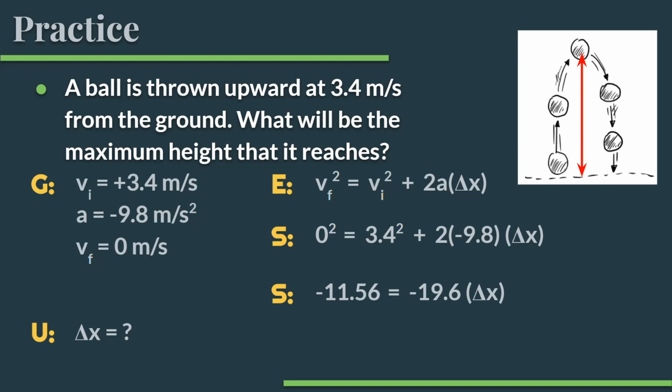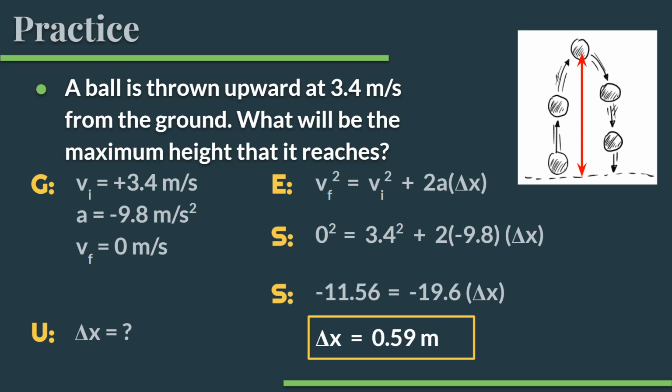Solving, okay, that 3.4 squared is 11.56, but I'm going to subtract it to the other side. So I did 2 steps at once, I apologize. 3.4 squared is 11.56, but I'm trying to solve for this, so isolating it means subtraction, so I end up with this. Negative 11.56 equals 2 times negative 9.8 is negative 19.6 times delta x. If I want to solve for delta x, I need to divide both sides by negative 19.6. And when I do that, I get a displacement of 0.59 meters. So that would be the height that it reached. It didn't go very high, okay?